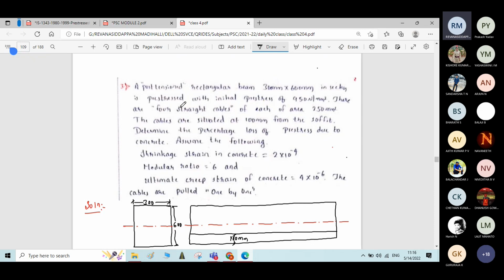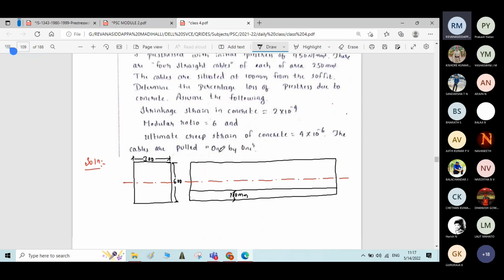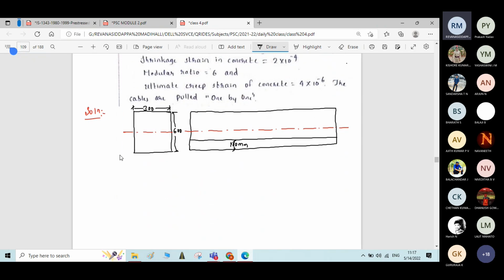Okay, go through the problem. A post-tensioned rectangular beam 300 by 600. The cross section is 300 by 600. I have written it in the diagram. The section is pre-stressed with initial pre-stress of 950 Newton per mm square. Initial pre-stress is given. Just write it below.